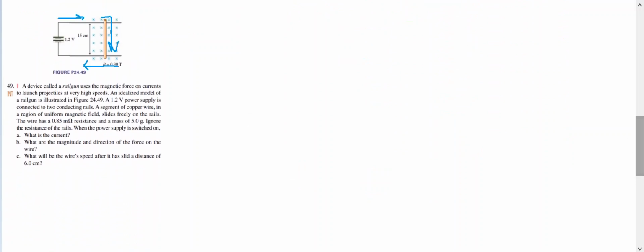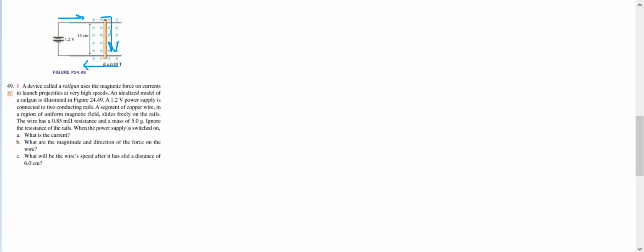So the problem says, a device called a railgun uses the magnetic force on currents to launch projectiles at very high speeds. An idealized model of a railgun is illustrated in the figure above. A 1.2 volt power supply is connected to two conducting rails. A segment of copper wire in a region of uniform magnetic field slides freely on the rails. The wire has a 0.85 milliohm resistance and a mass of 5 grams. Ignore resistance on the rails.